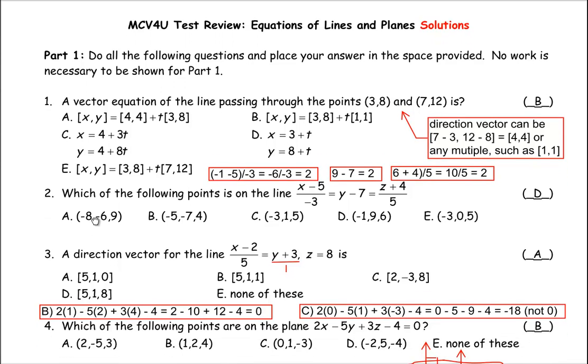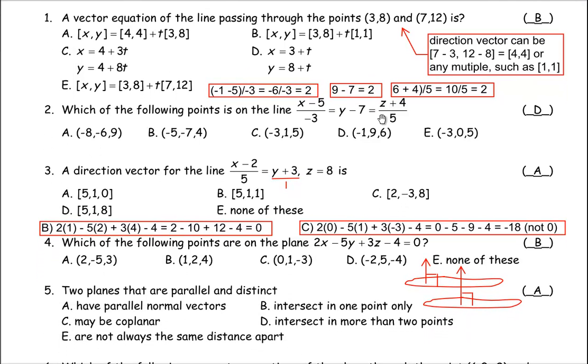For number 2, you're asked which of the following points is on this line. You start substituting in the coordinates in place of x, y, and z, and you find the one that makes all of these three ratios the same. And D is the correct one. If we put negative 1 in place of x, negative 1 minus 5 over negative 3 works out to positive 2. If we put the 9 in place of y, 9 minus 7 is also 2. And if we put 6 in place of z, 6 plus 4 is 10, divided by 5 is 2. None of the other points make the same value in all three and satisfy the equation of the line. So D is the correct answer for number 2.